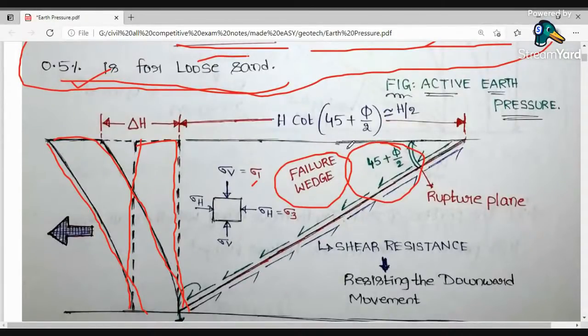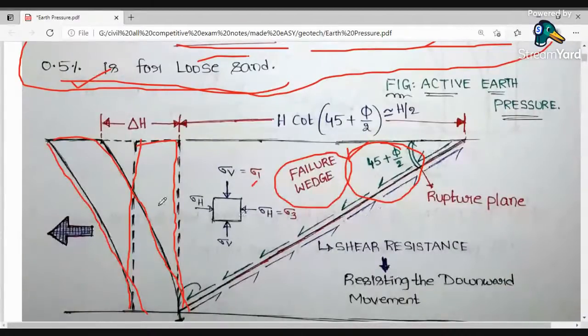You have to remember this. So always in case of active stage, the failure wedge which is formed makes an angle with the horizontal of 45 plus phi by 2, where phi is the angle of internal friction of that particular soil.